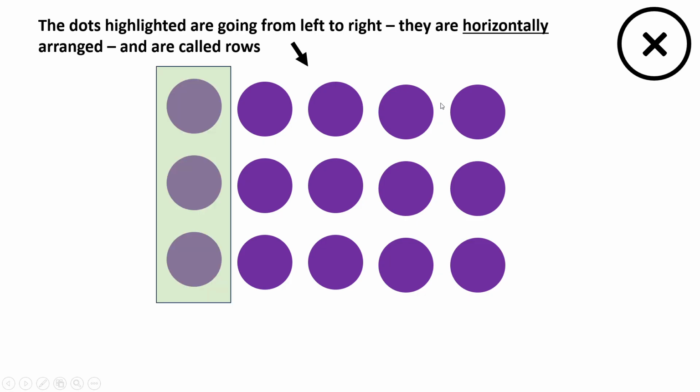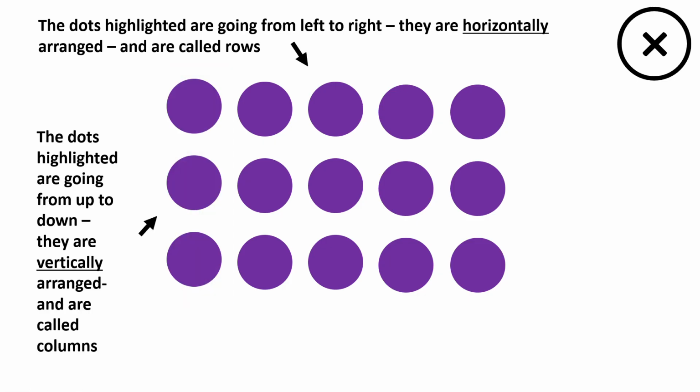Meanwhile, the dots highlighted here are called columns. We would call them columns because they're going up to down and down to up. Since they're only going these two directions, we would say they are vertically arranged. And we would say that this is an array because it is made up of rows and columns.